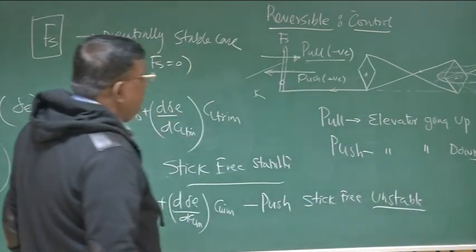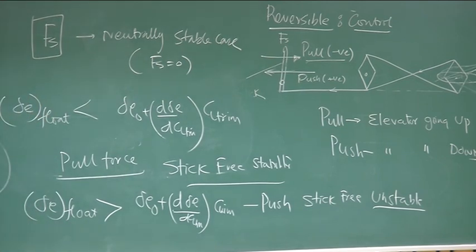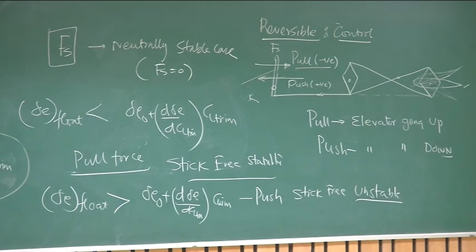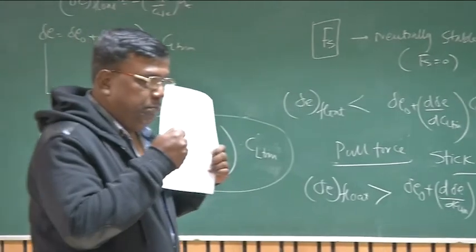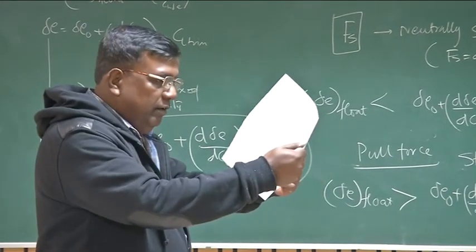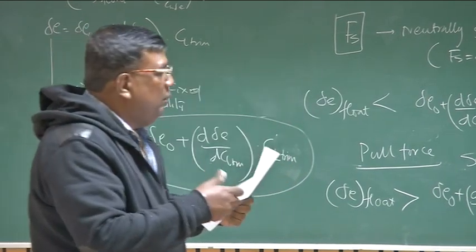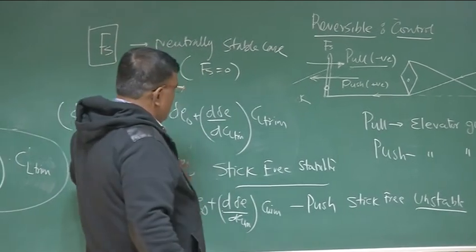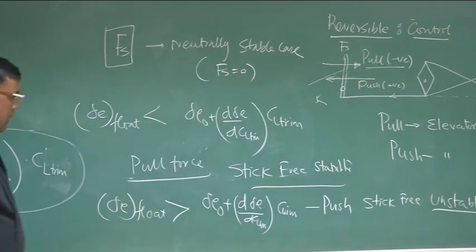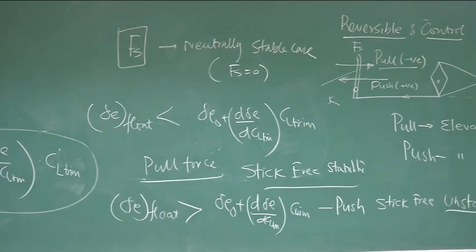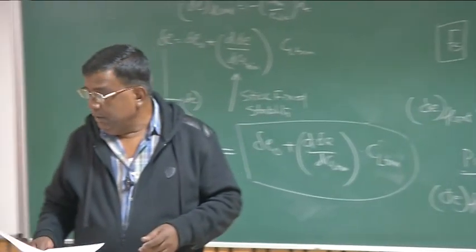Please understand these are part of convention, and this convention has an understanding from the handling qualities point of view: if the pilot wants to increase the speed, then he will psychologically prefer to push the stick, so the speed is increasing. If he wants to reduce the speed, he will try to pull it. Okay? From that convention, if I translate into Fs, I come back to stick free unstable or stick free stable. This understanding has to be very, very clear before you go for any development of stick force.